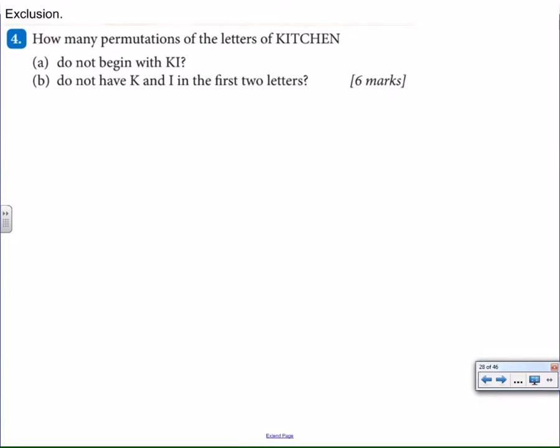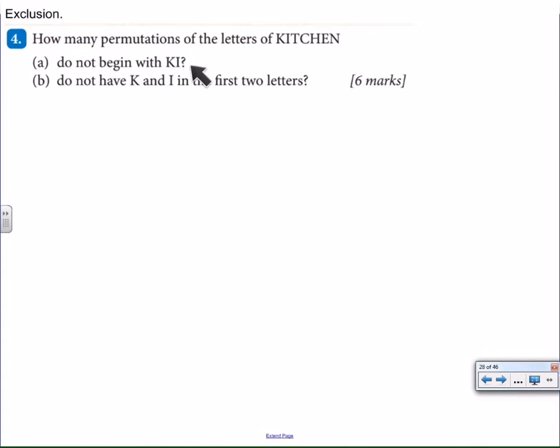Hello. The purpose of today's video is to talk about a specific subset of counting principles dealing with permutations and combinations, but specifically where there are exclusions. So exclusions would be, just like this first example, we need permutations of the letters in the word kitchen, but we have to exclude all of the permutations that begin with the letters KI. And then a variation on the question: K and I are not in the first two letters.